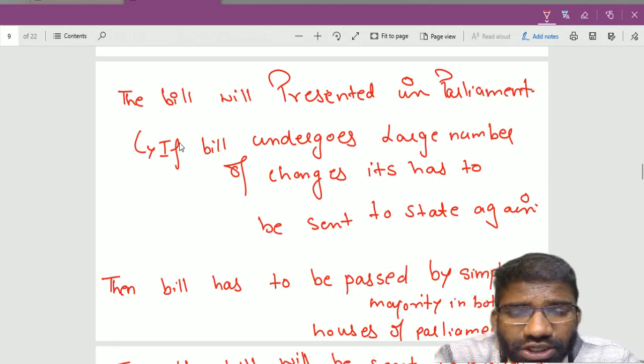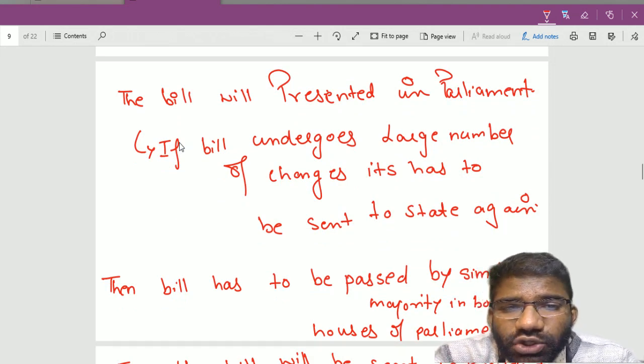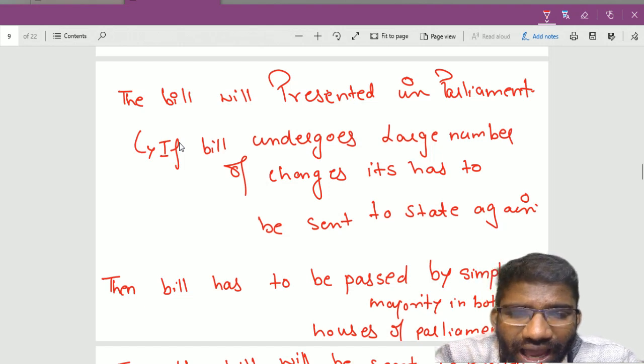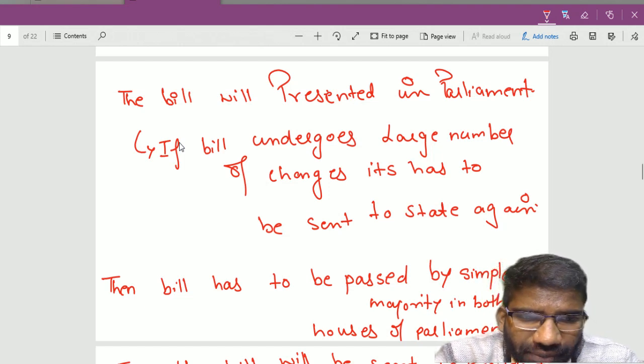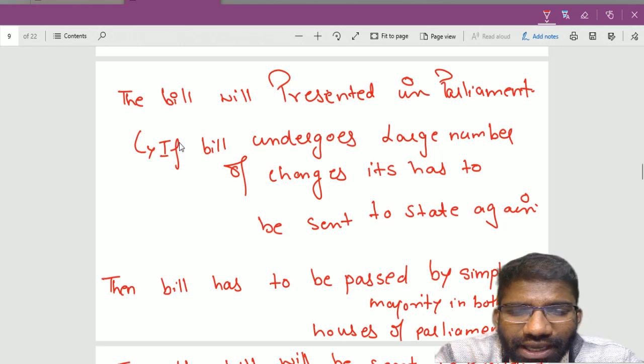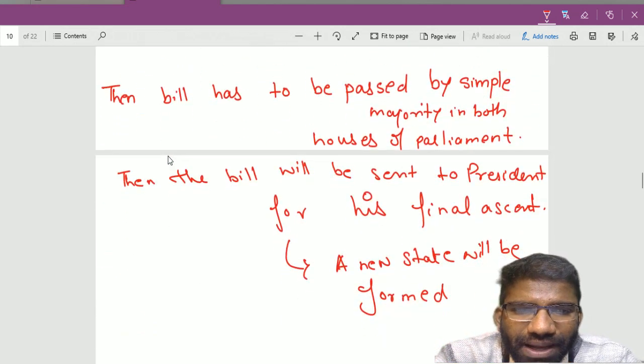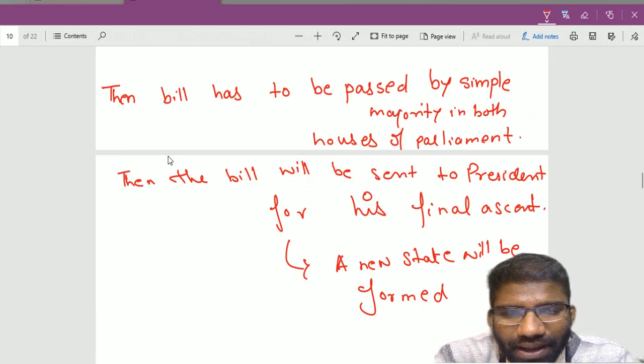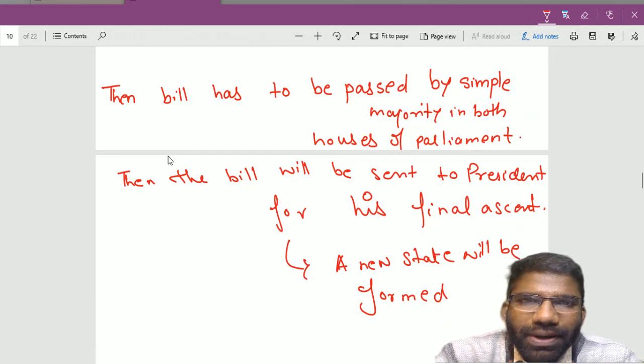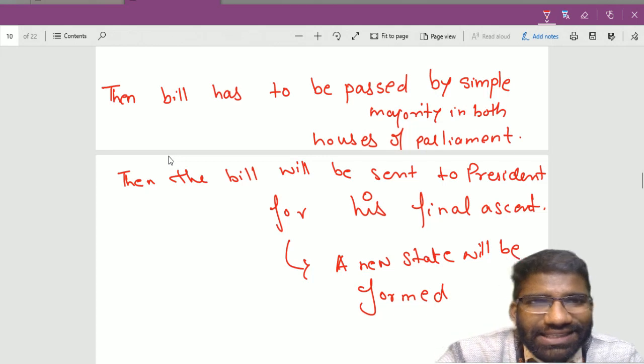after the deliberations in Parliament, then the bill is sent to the concerned state again, and if not, the bill is passed by simple majority in both the houses of Parliament, that is Lok Sabha and Rajya Sabha, and after passing of the bill in Lok Sabha and Rajya Sabha, the bill is sent to the Honorable President of India for his final assent.